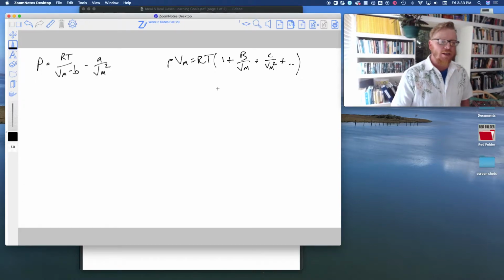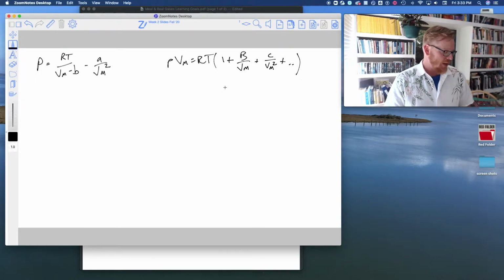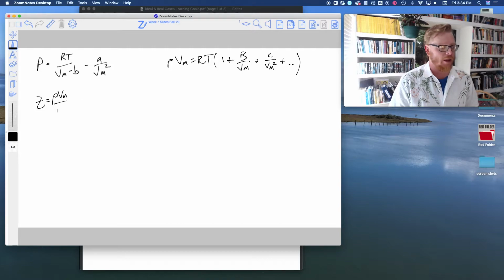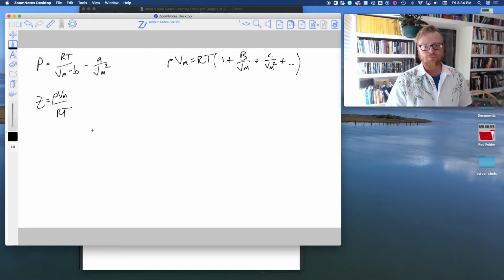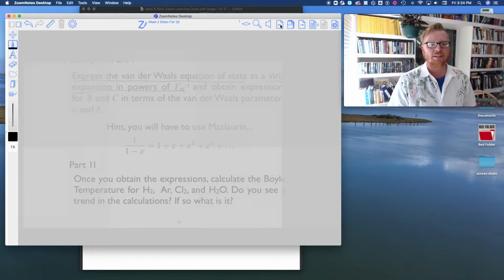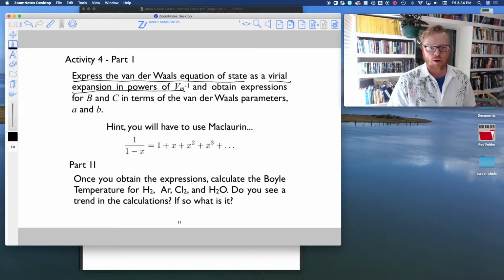And then I'm also going to write down another definition that might help us out, which is the compression factor Z. Z equals PVm over RT is the compression factor. And so now if I back up here and look at what this is asking, let's read it again. Express the van der Waals equation of state as a virial expansion in powers of 1 over Vm and obtain expressions for B and C in terms of the van der Waals parameters a and b. So that's really the magic that we're doing.